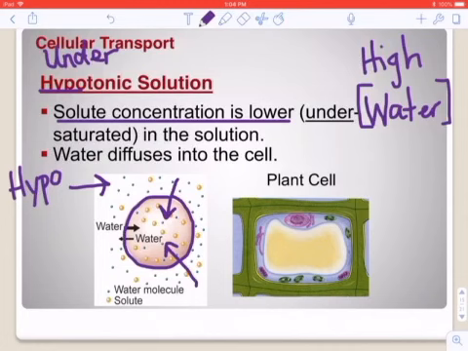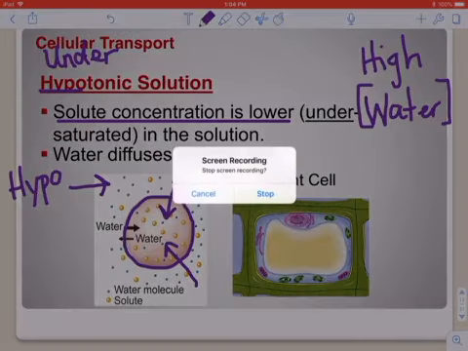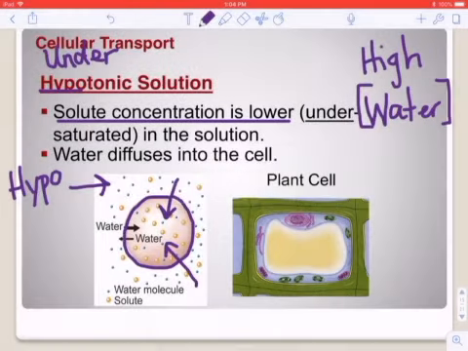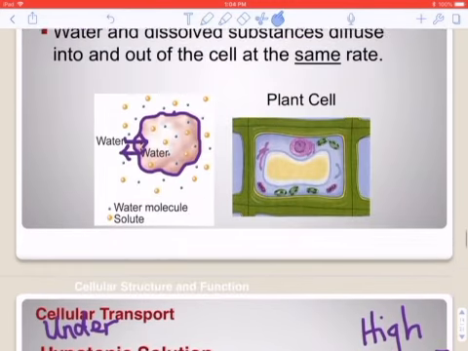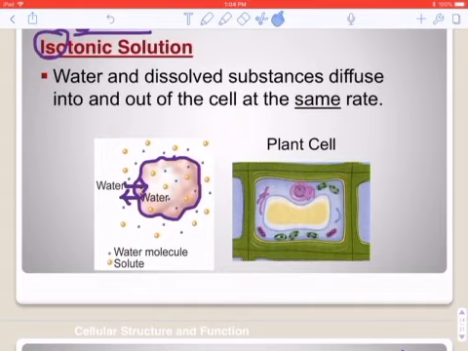So water is going to move from where it's high outside the cell and it's going to go into the cell. And notice how these cells are a lot bigger than they were here in the isotonic. Here we kind of have a slightly wrinkled cell membrane. Here we have a perfectly square plant cell.